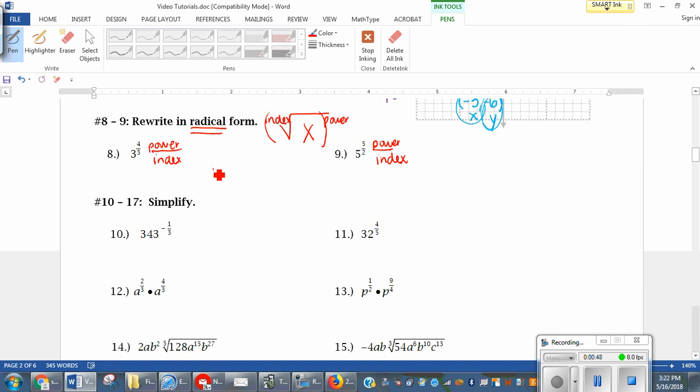So when I want to convert it to radical form, the 3, the base is still staying underneath. The index is the one on the bottom, so this is called the cubed root of 3 to the 4th power.